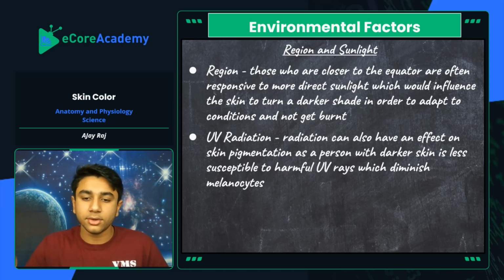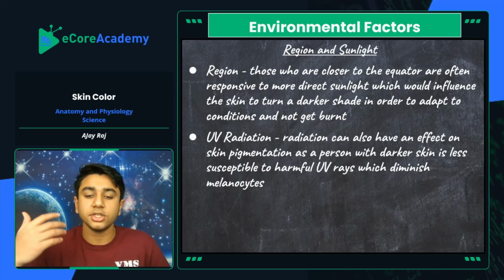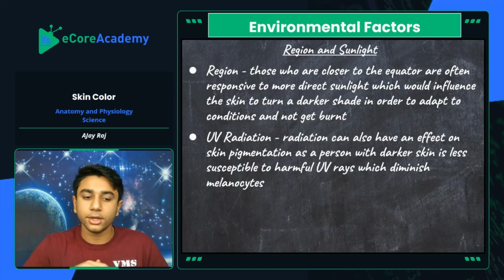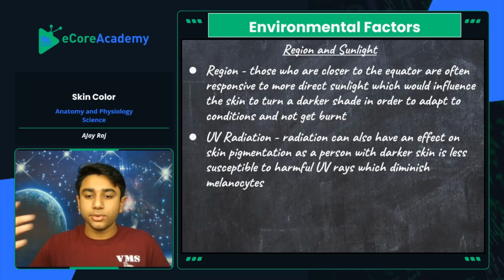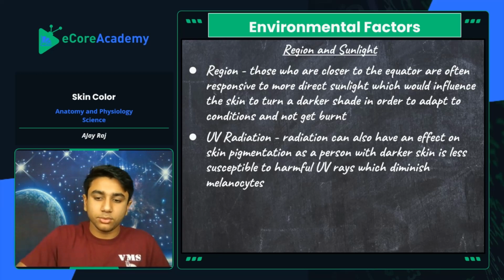So UV radiation can also have an effect on skin pigmentation, as a person with darker skin is less susceptible to harmful UV rays, because you're in such direct sunlight. Your body's going to make that adaptation, and it basically diminishes melanocytes, and it's very, very harmful. It can cause skin cancer. Absolutely terrible, and I'll go over that in more integumentary system diseases. So people with lighter skin, you're going to be a lot more susceptible to UV rays.